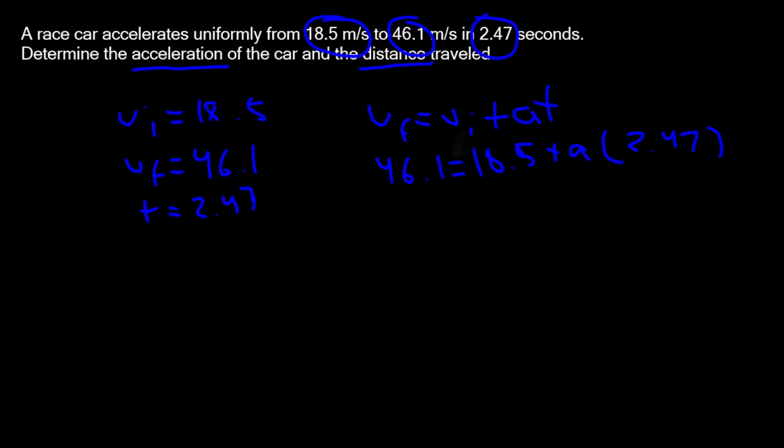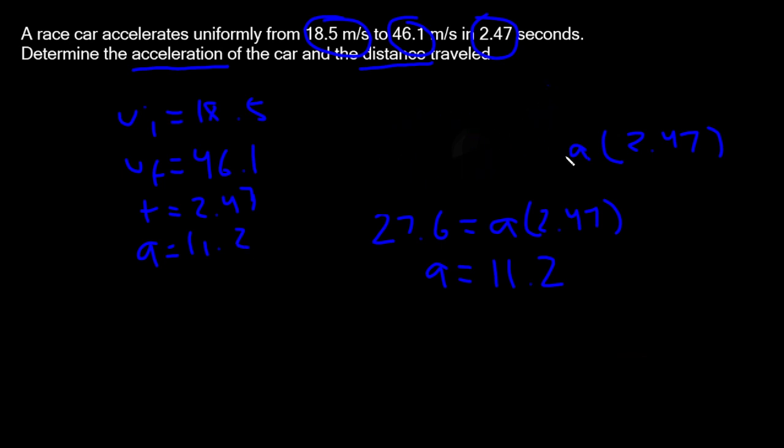If we solve all this, we get 46.1 minus 18.5 equal to 27.6 is equal to A times 2.47. A is equal to 11.2 meters per second squared. So we have A now. Let's add it to our list of knowns, and let's get rid of this work, because there's a second step to this problem.